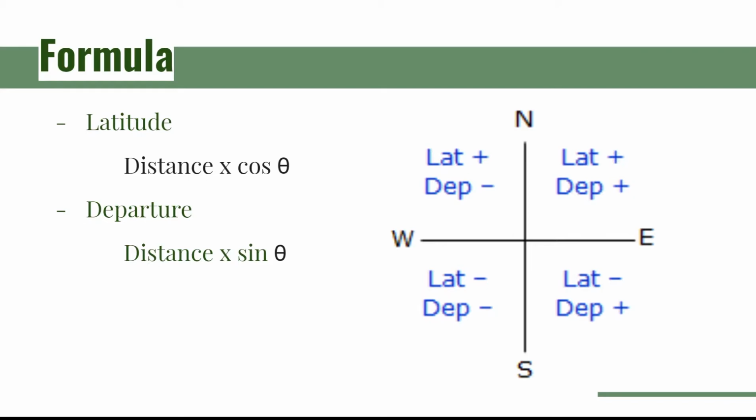In the first quadrant, the latitude and departure are both positive. In the second quadrant, the latitude is positive and the departure is negative. In the third quadrant, the latitude and departure are both negative. And lastly, in the fourth quadrant, the latitude is negative while the departure is positive.